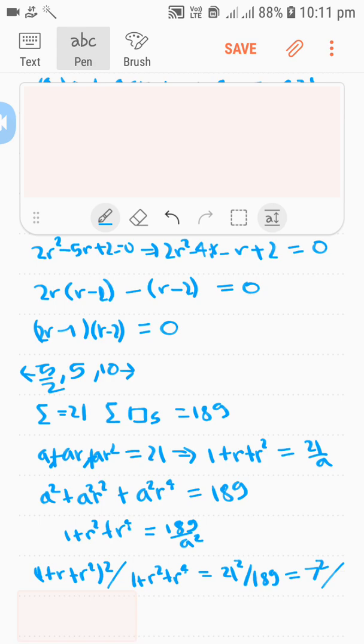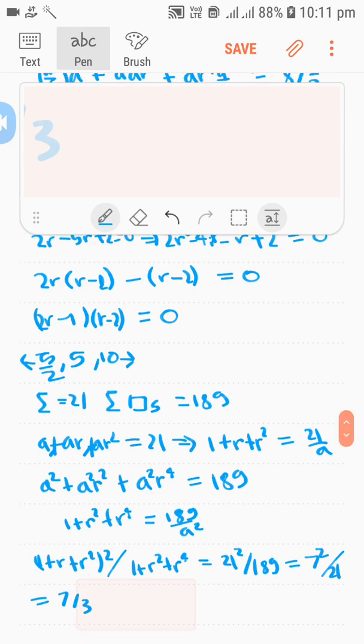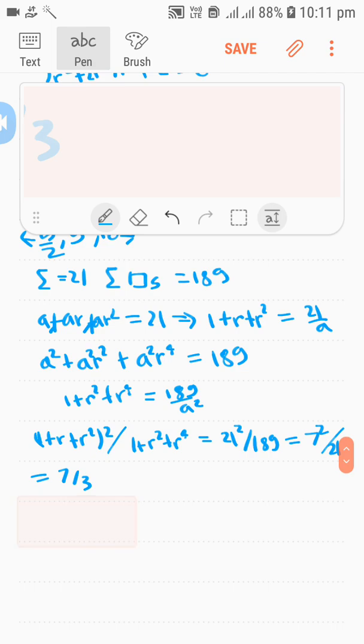Okay, whatever. So 7 squared upon 21, which is 7 upon 3. Okay, that's cool. Now where do we go from this? Oh, wait, I think I remember something. I remember that 1 plus r plus r squared can be written as r cubed minus 1 upon r minus 1. So maybe that will come in handy over here.